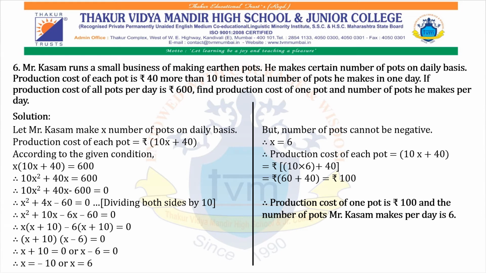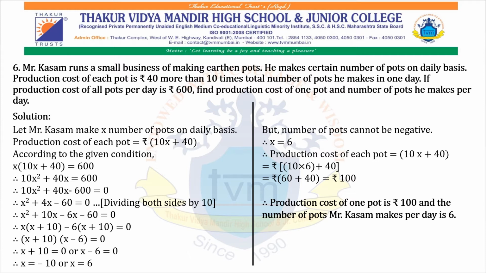Question 6. Mr. Kasam runs a small business of making earthen pots. He makes a certain number of pots on a daily basis. The production cost of each pot is rupees 40 more than 10 times the total number of pots he makes in one day. If the production cost of all pots per day is rupees 600, find the production cost of one pot and the number of pots he makes per day.